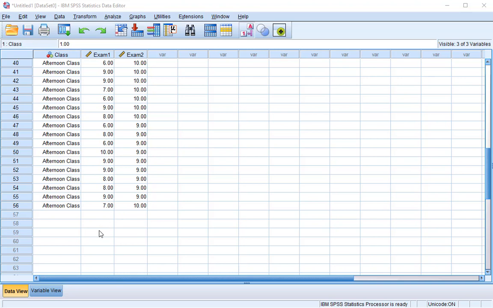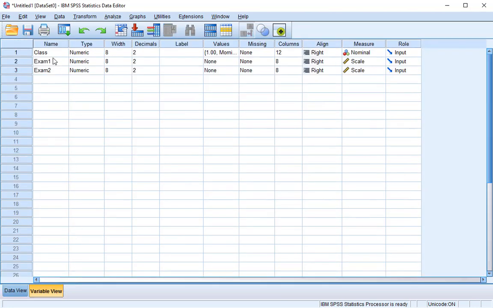Now I'll show you the variables under variable view. We see we have the independent variable class, and we have two dependent variables, exam 1 and exam 2. Class is a nominal measure, nominal meaning that the values associated in this particular cell here, the cells in this group here, don't have any inherent value. A 1 doesn't mean 1 of something. A 10 doesn't mean 10 of something. It's just a label we use to identify a group.